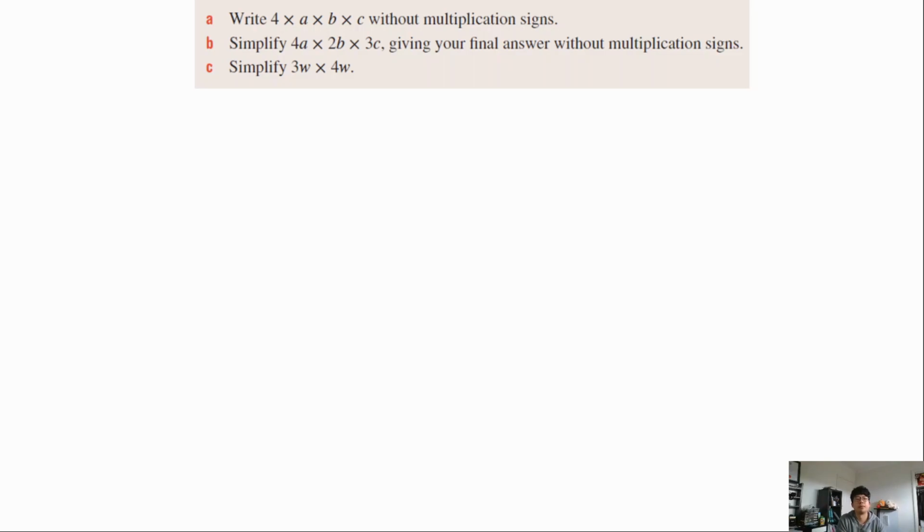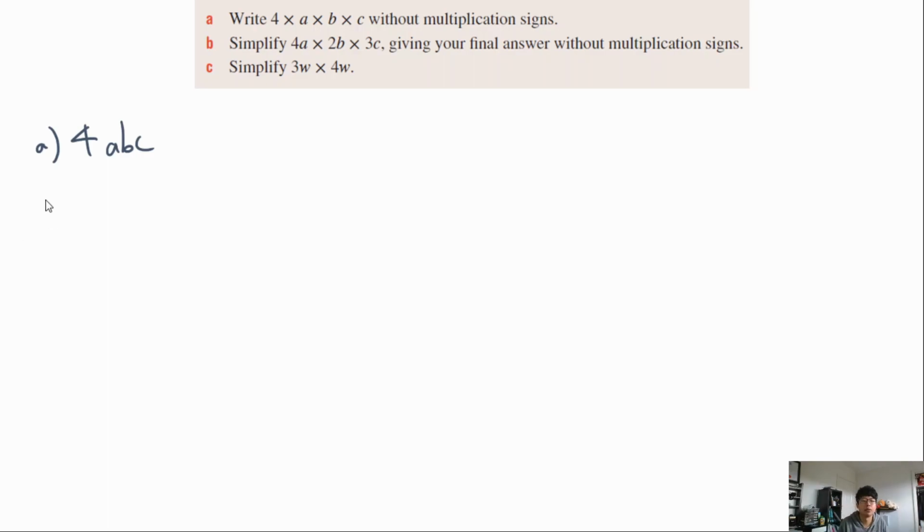Alright, so now moving on to some sample questions. Let's start with question A. Write 4 times A times B times C without multiplication sign. So remember, number always comes first and then in alphabetical order. Conveniently, this one's already given to you like that, so it's just 4ABC.